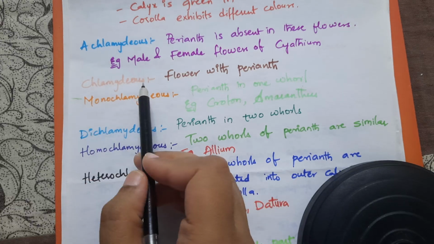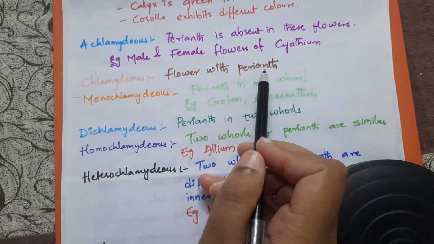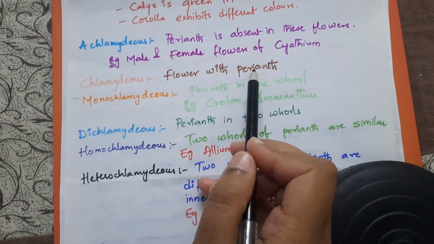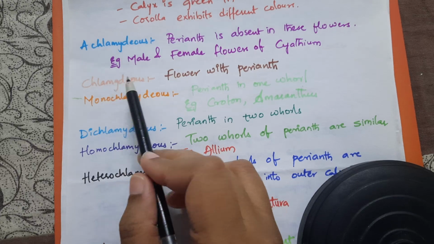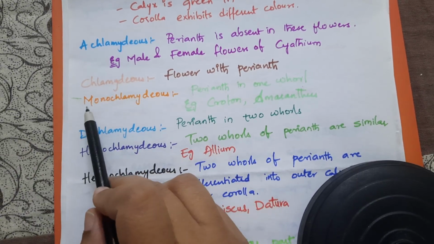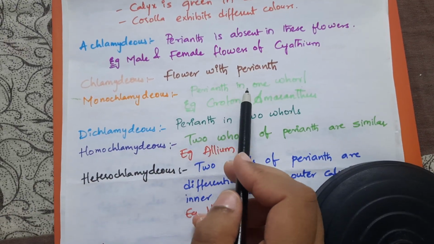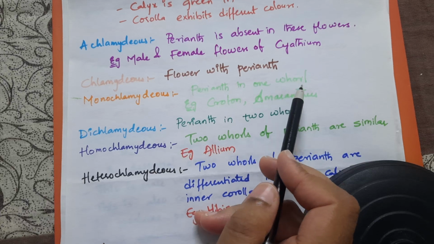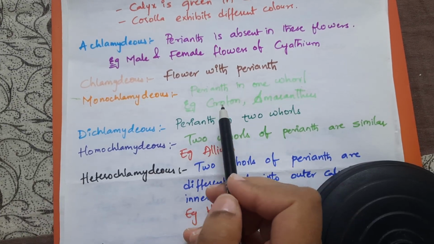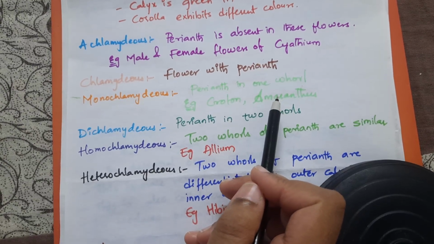Then coming to the chlamydeous. What is chlamydeous? Flowers with perianth, meaning they contain both calyx and corolla, are known as chlamydeous flowers. These are further of various types. Let us see what they are. First one is the monochlamydeous. Monochlamydeous means the perianth is in one whorl, a single whorl of perianth. Examples for that are croton and amaranthus.